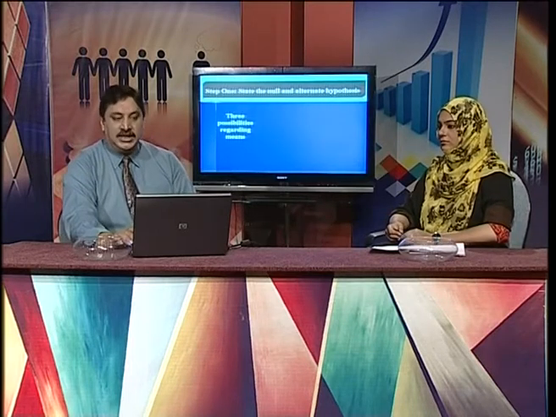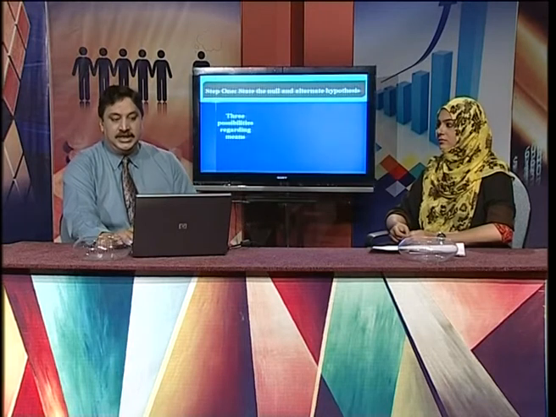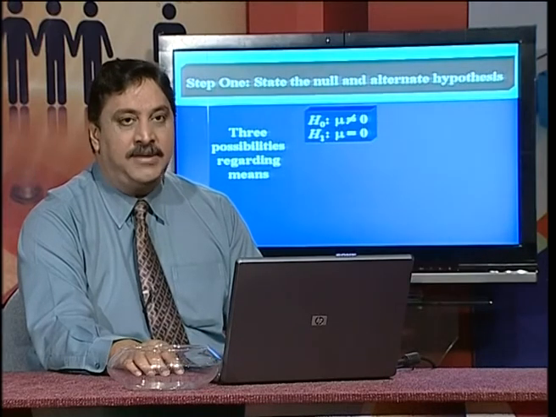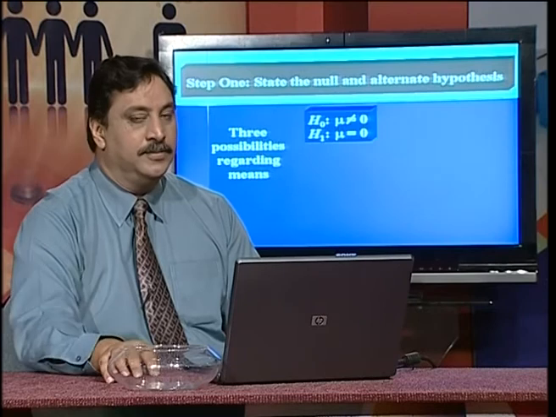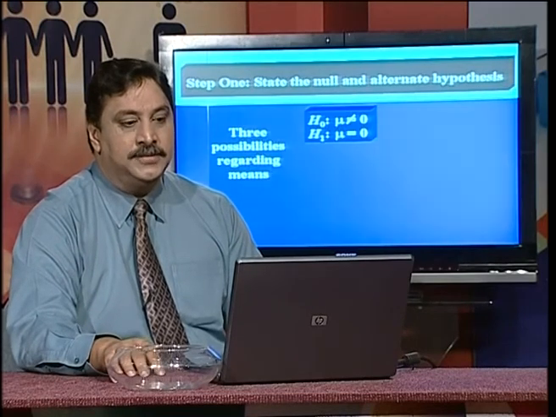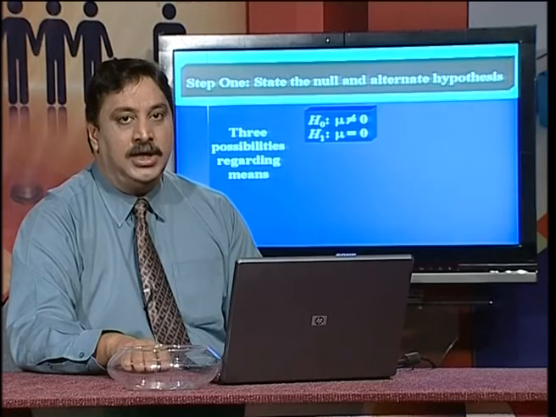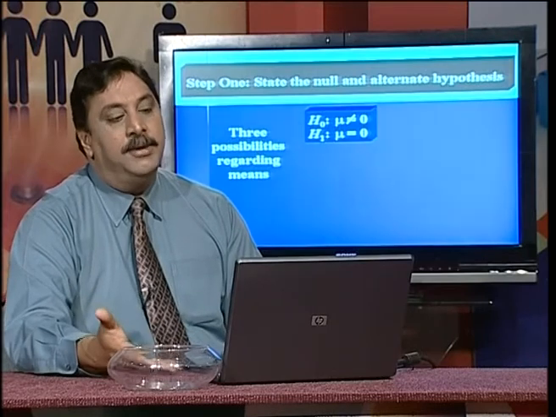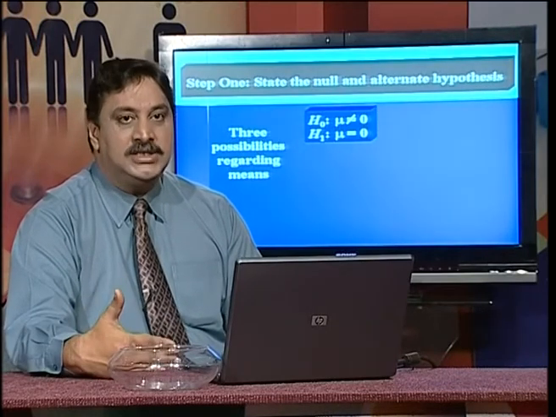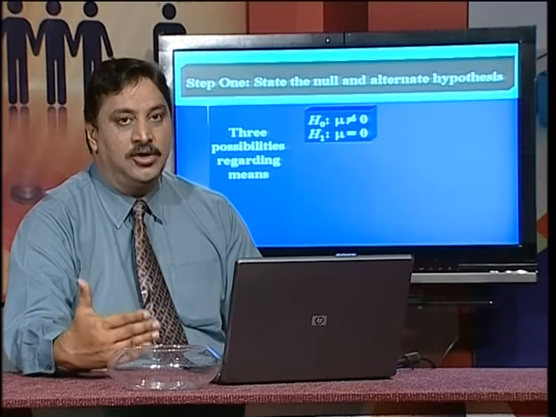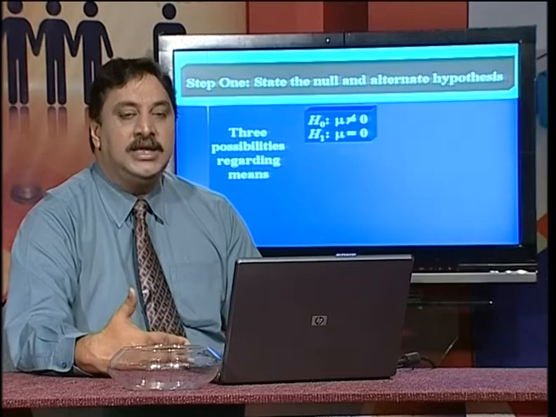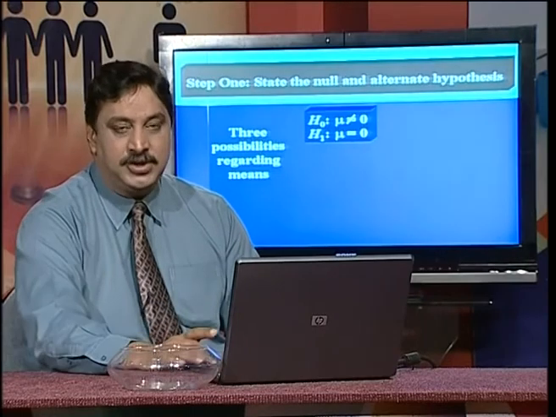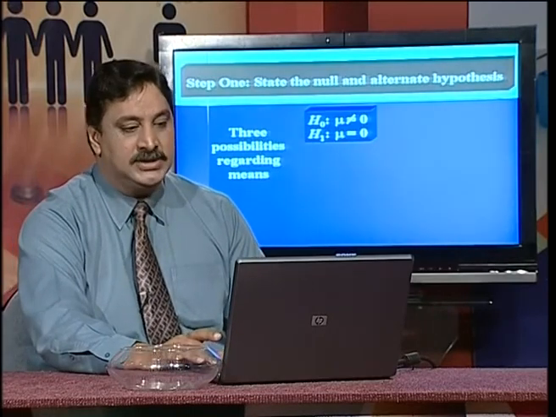For the nullification of the null hypothesis, we have three possibilities. One is, suppose the mean of the population is 0. This is the null hypothesis. And now we make the alternate hypothesis that the mean of the population is not equal to 0, and we may make the vice versa: the null hypothesis is that the population mean is not equal to 0, and then the alternate hypothesis is that the population mean mu is equal to 0. This is the first possibility of how we formulate the hypothesis.